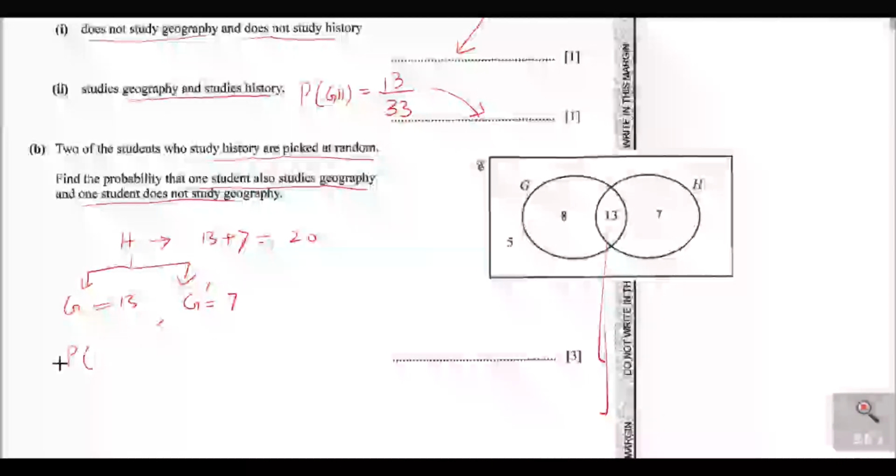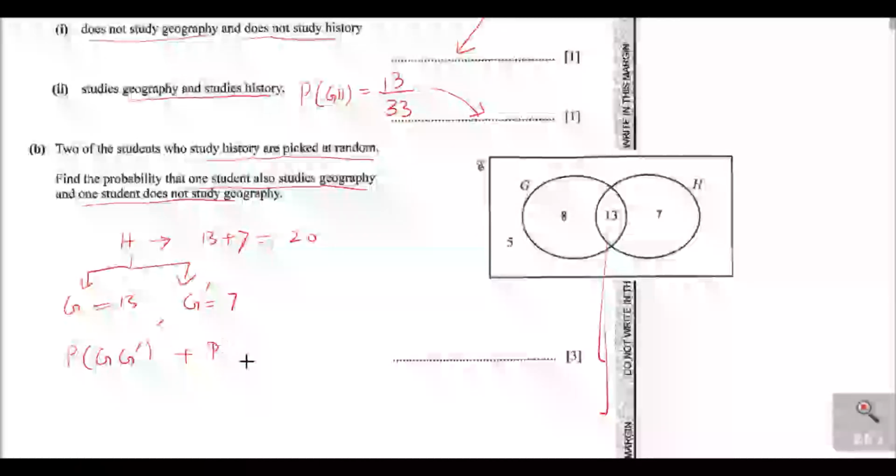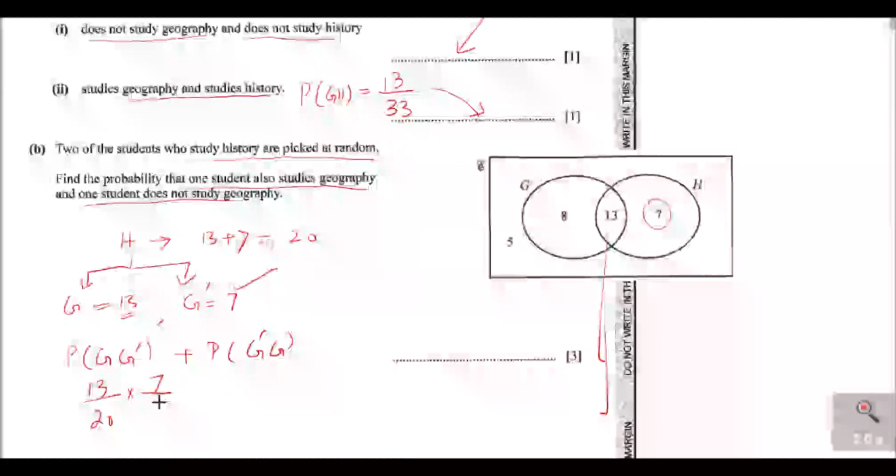Now we have to calculate the probability that one student studies geography and one student does not study geography. This will be equal to P(G) into P(G') plus P(G') into P(G). And the number of students who study history as well as geography is 13 students. Therefore, the probability of G will be 13 out of 20. Now we will pick the next student who studies history, but does not study geography. These are 7 students, look here, out of 19, because one student we already selected.